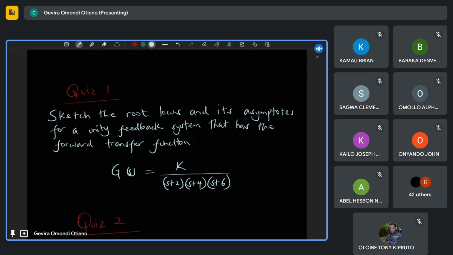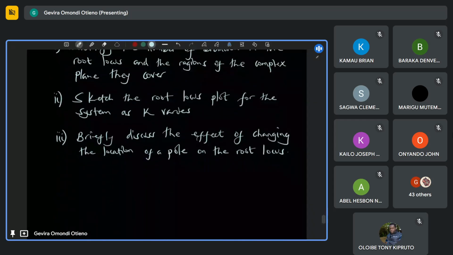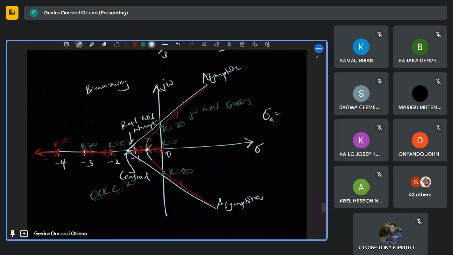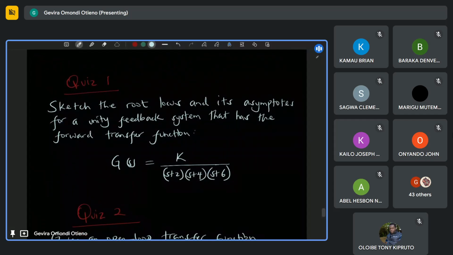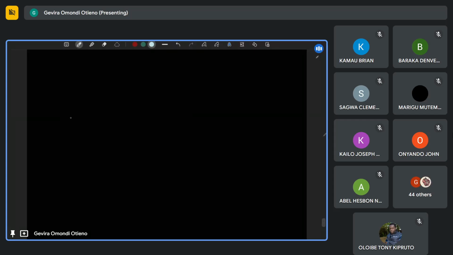It says we need to sketch the root locus and its asymptotes for a unity feedback system, and we are given the forward transfer function. So this is a very simple question. I think you have it in your notes, but it is not solved. So I'll try and solve it here for you, so that when you are revising, you'll know what to expect. So you're provided with G of S. So let's do the solution for quiz 1.